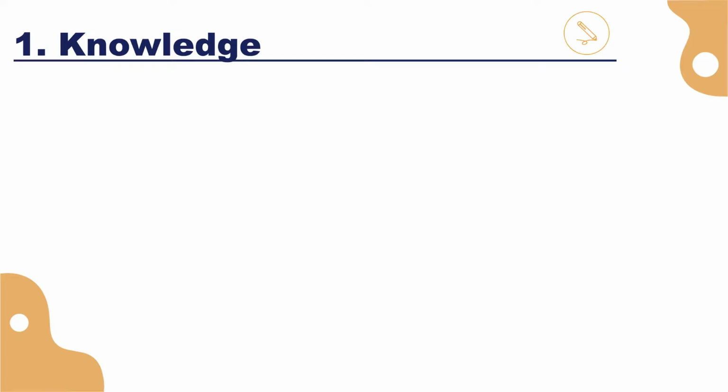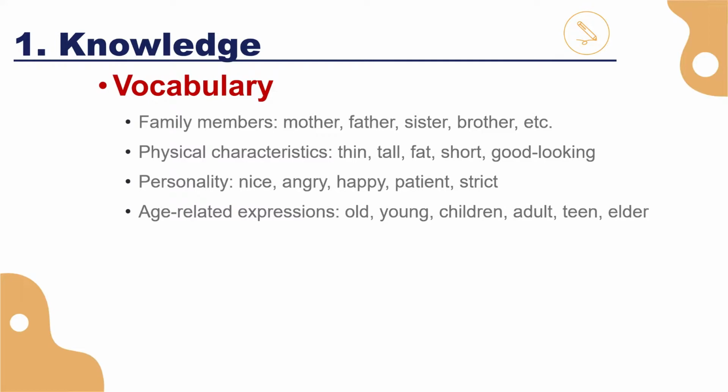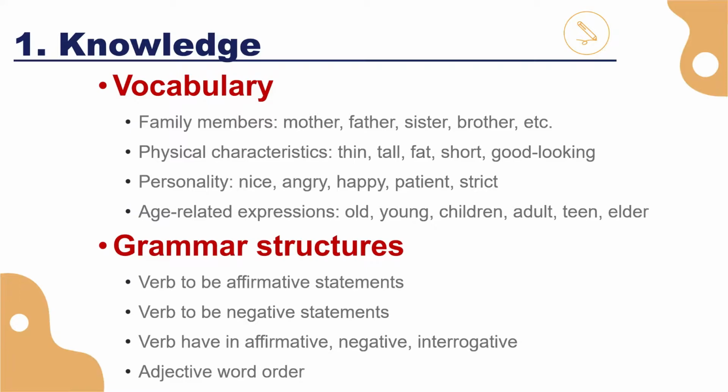How do we identify the knowledge? Well, in our case, we will identify it through vocabulary and grammar. In vocabulary, we have family members, physical characteristics, adjectives to describe personality, and age-related expressions. With grammar, we will focus on the verb to be in affirmative and negative statements, and we will introduce the verb have with affirmative, negative, and interrogative statements for the pronouns I and you, and we are going to check adjective word order as well.